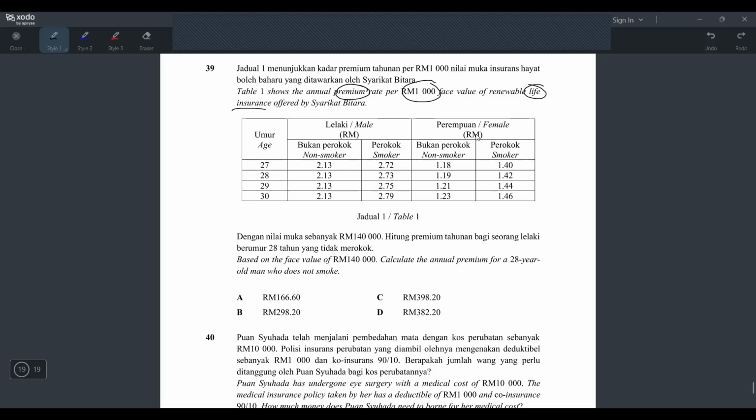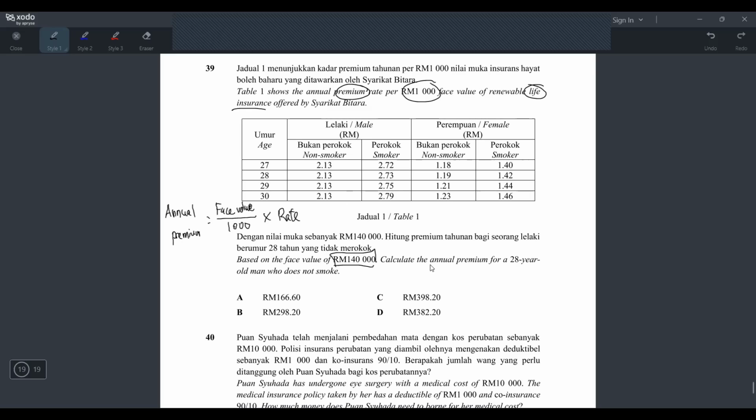Okay, they give you a table. This table will tell you the rate, and then based on the face value, calculate the annual premium of a 28-year-old who does not smoke. Okay, let's talk about how to calculate the premium for life insurance. So what is the annual premium formula? The formula will be face value divided by 1,000, multiplied by the rate. And the rate depends on the table.